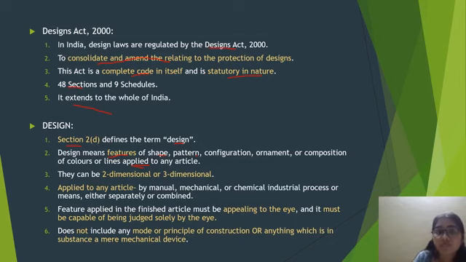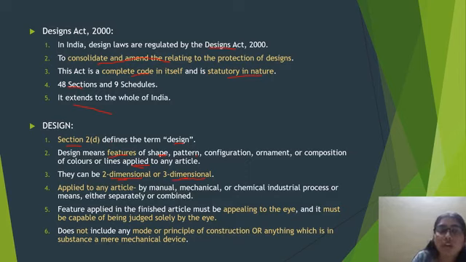Now, this design can be two-dimensional or three-dimensional. The features like shape and configuration are mainly three-dimensional, and the other features like pattern, ornament, or composition of colors or lines are two-dimensional in nature.